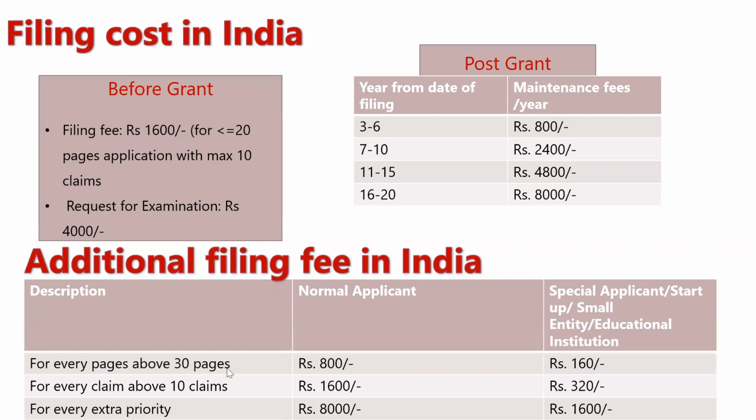And if you want to add some more pages, then you have to pay an additional fee per page or per claim. So 800 for a normal applicant, and for a special applicant it is 160. You see the table in which I showed the additional filing fee. So you can understand how much amount you have to invest for your patent.